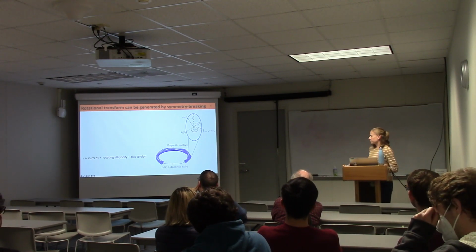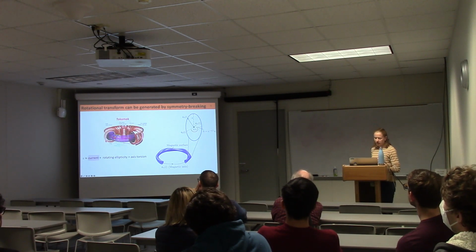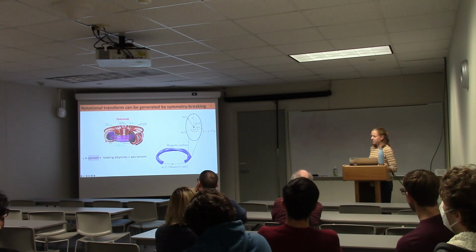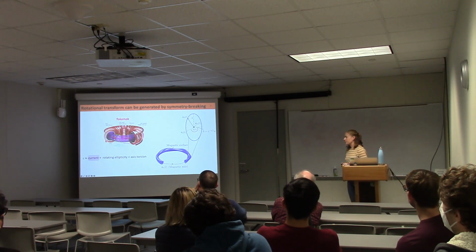So in general, we can generate it by current. This is the most obvious way to generate rotational transform. To do that, you have a strong current in the toroidal direction. That's indicated by these red lines. By the right-hand rule, that gives you a poloidal direction of your magnetic field. And you get a toroidal direction of your magnetic field by some coils that look like this. And this is the mechanism that's used by the tokamak magnetic confinement concept.